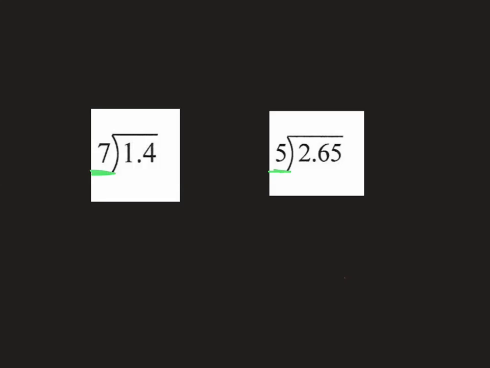So on this first one, it would be like 14 divided by 7. So you just divide that like normal. And then after you're done, the decimal always goes straight above. Okay, same thing with this one. We would think 265 divided by 5. And when you're done, the decimal would go straight above into your answer.